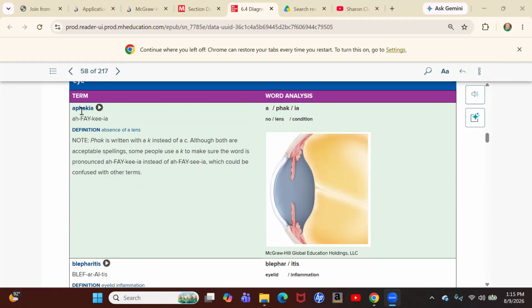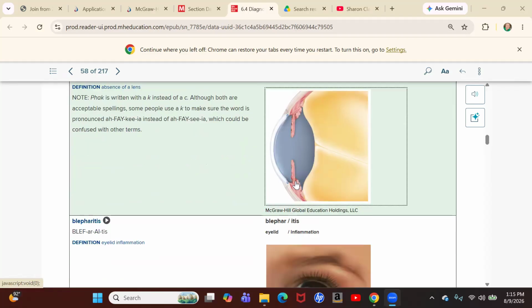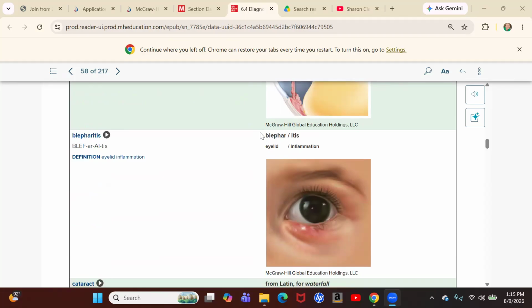Aphakia is the absence of a lens, whether they've had to take it out or other damaged conditions when it does not exist in the eye. Here you have blepharitis, inflammation of, in this case, the lower eyelid.